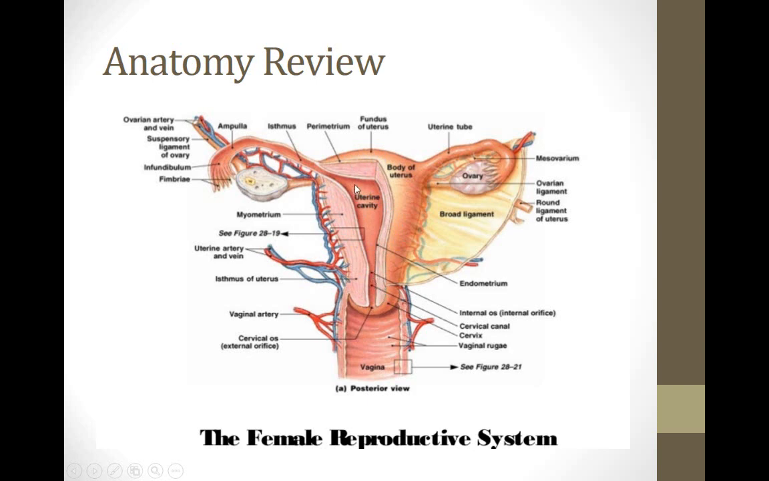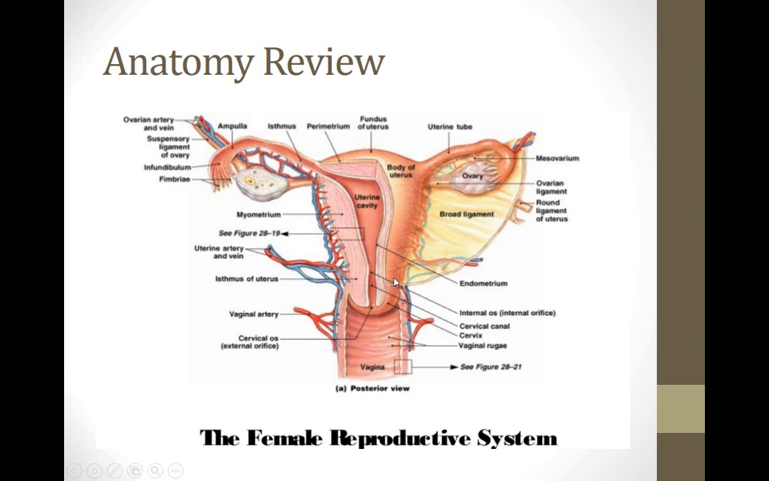The uterus also has three layers. We have the inner layer, which is the endometrium. This is the layer that will shed. It's fairly thin, shed once per month. We have the middle layer, which is the myometrium, which is the muscle portion of the uterus, and the outside layer, which is the perimetrium. And the myometrium is going to be the thickest layer of the three. The vagina is below the cervix and the uterus that you see here.